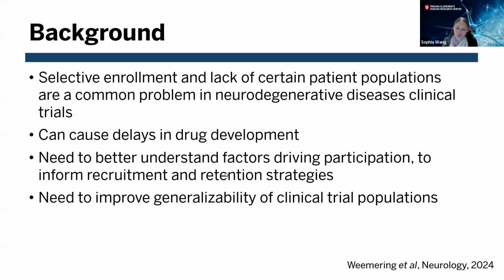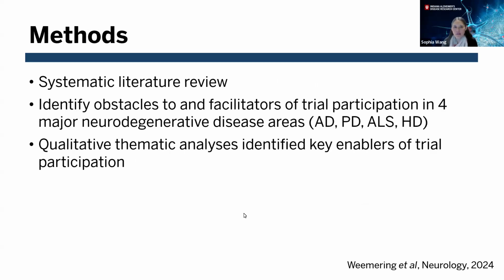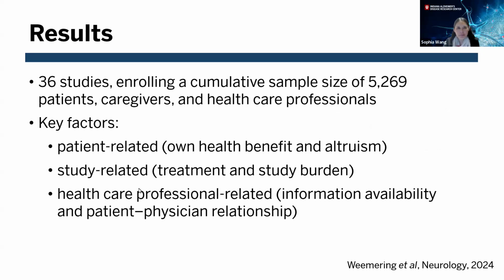And this really nice systematic review came out last year in Neurology. But in brief, there's a need to understand the problem of recruitment and how this is affecting participation and how we can generalize it to the clinical trials population. In this case, they focused in the systematic literature review on obstacles and facilitators for four neurodegenerative disorders. The majority of the studies were in Alzheimer's disease, but there was also some in Parkinson's disease, ALS, and Huntington's disease. And what they did is they took the studies and did what we call qualitative thematic analysis to identify key enablers of trial participation.